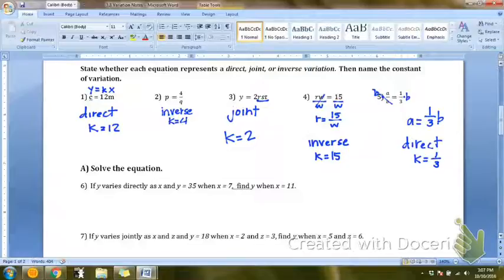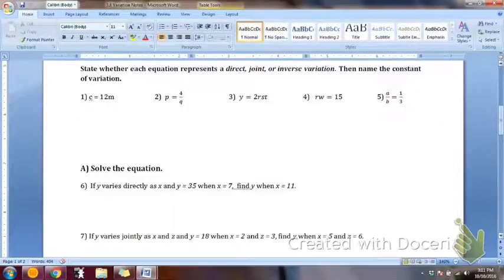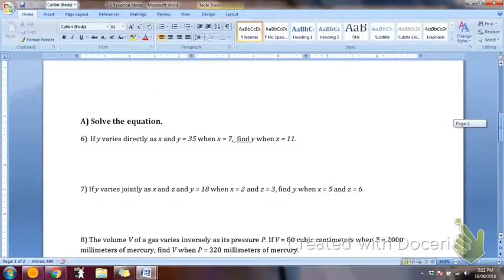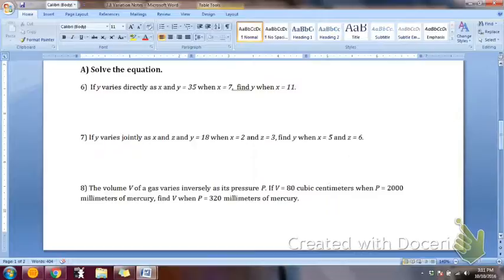All right, so let's look at example A. Part A, I'm sorry. Number 6 says, if y varies directly as x, okay, so that's the hint. It tells me which type of variation is happening. And y is 35 when x is 7. Find y when x is 11. First of all, one of the things that I would make note of is this. It's telling me that you should be using direct variation. Whichever variable they give you first is going to be the leading variable.